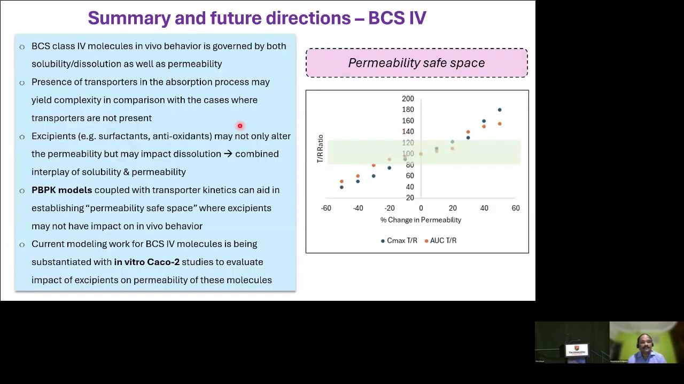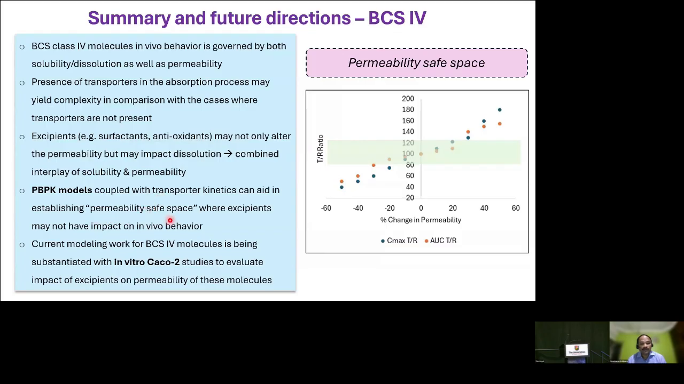The summary from the BCS class 4 molecules is that, as we discussed, their behavior is governed by both solubility, dissolution rate, as well as the permeability. And presence of transporter in the absorption process may possess more complexity compared to the cases where the transporters are not present. And the impact of excipient that we are adding to mitigate the NDSRA risk has to be considered appropriately on dissolution, solubility, as well as on the permeability.